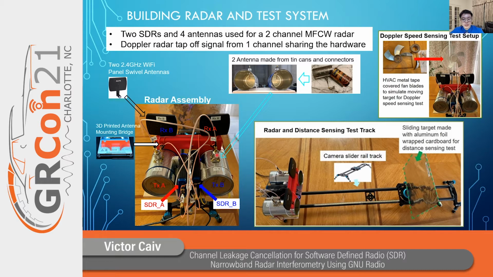And then for a distance sensing test, I have this slider track, the camera slider rail, with a sliding target of aluminum foil. The track is ruled so I can set the target to a specific distance, and then I can compare the radar measurement with the actual distance. For a Doppler speed sensing test, I have this fan which I covered in metal tape to simulate a moving target.